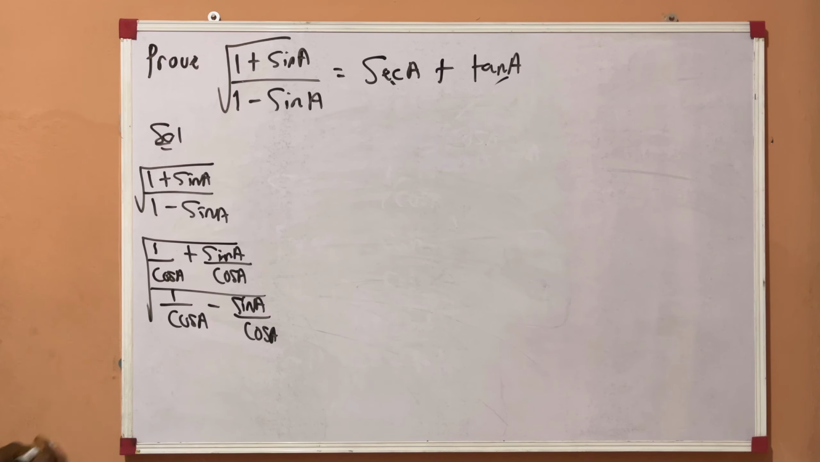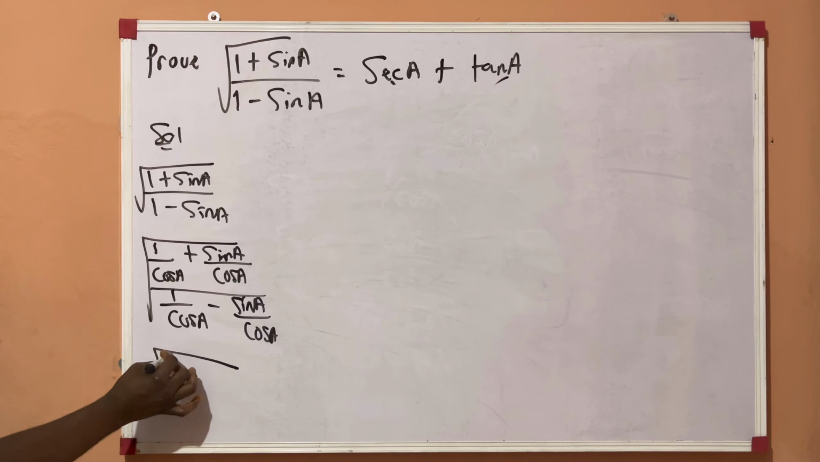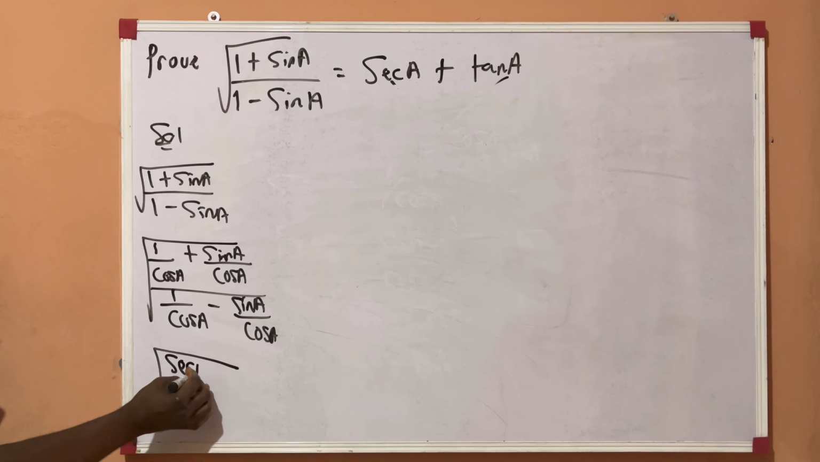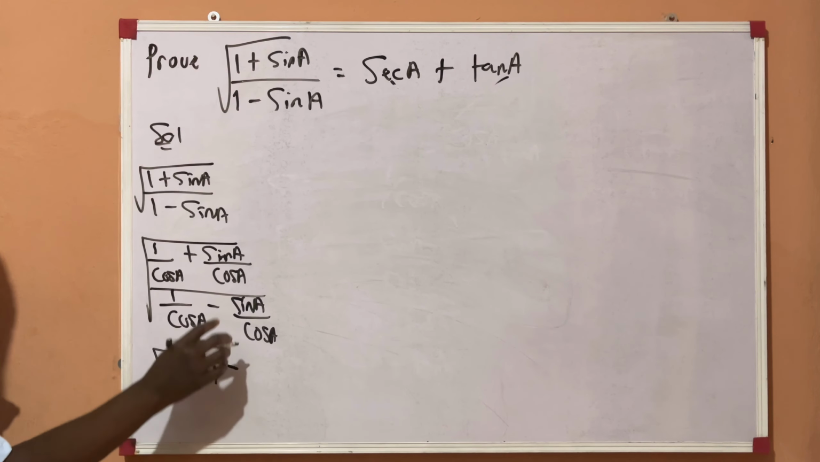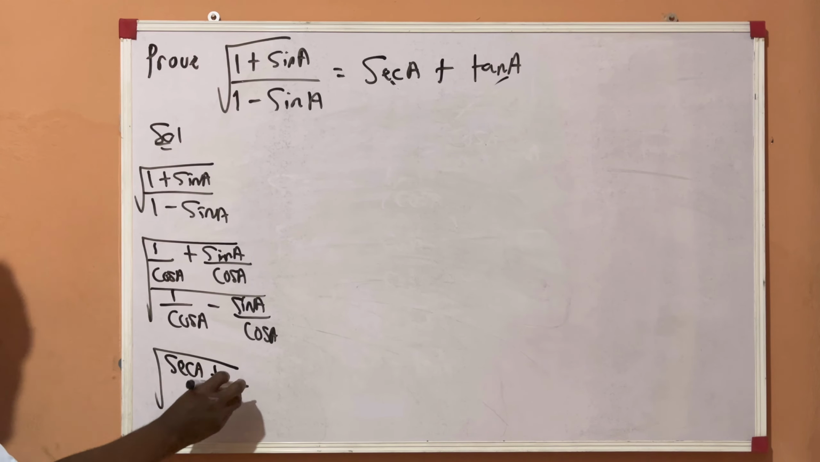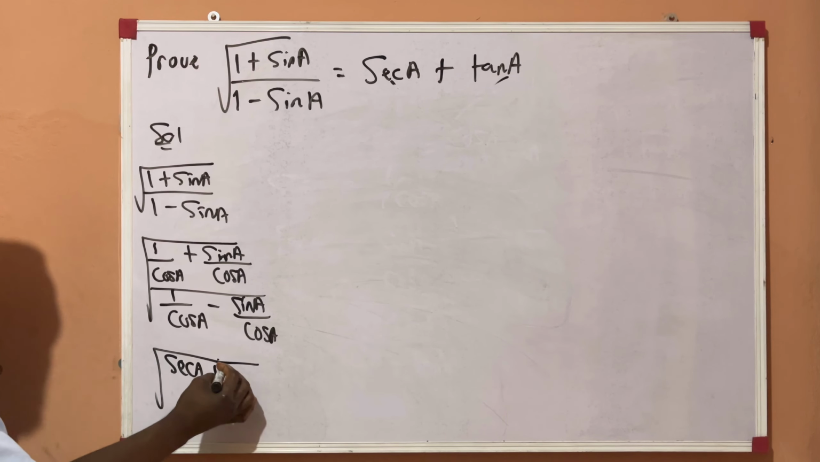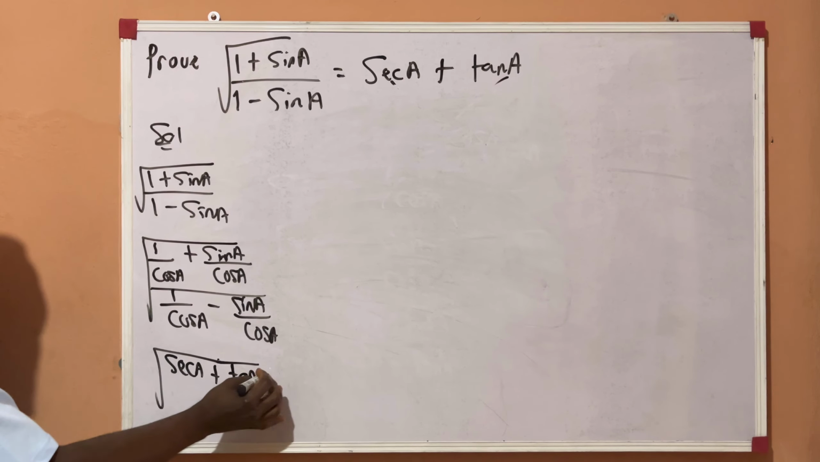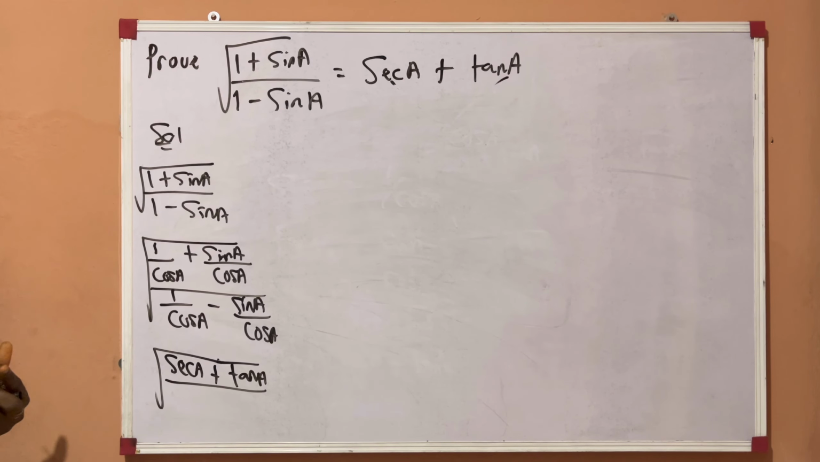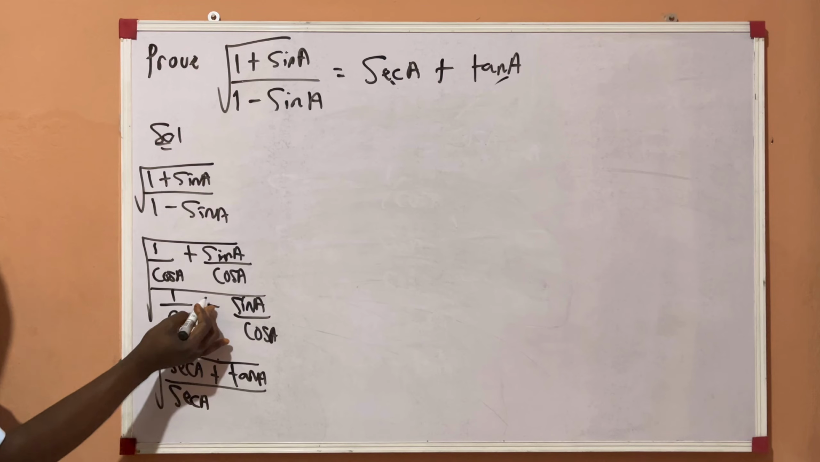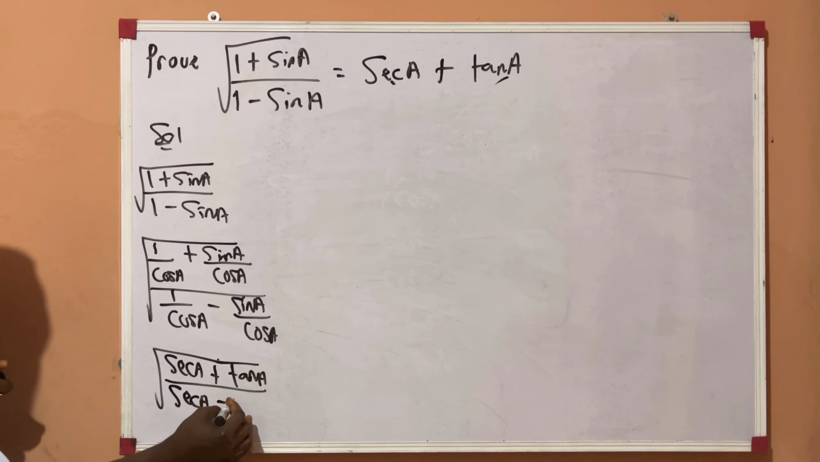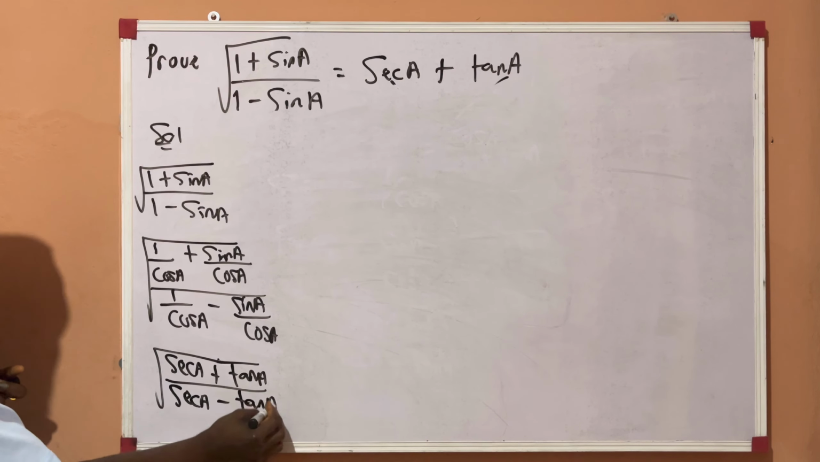Right, now let's proceed. We're going to be having this square root of, now 1 over cos A is sec A, which is the inverse of cos. So we have sec A plus, now sine over cos is tan, so we're going to be having tan A, all over, also the denominator is the same, but with the sign differing. So 1 over cos A also gives us sec A. Now we have a negative sign. Now sine over cos gives us also tan A.